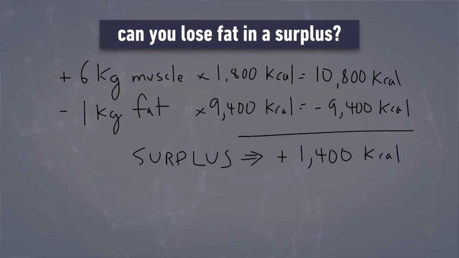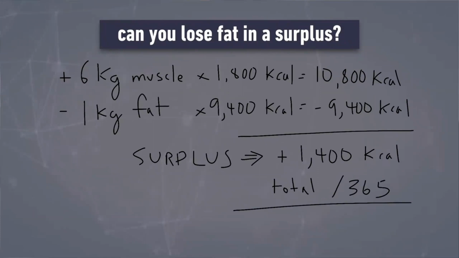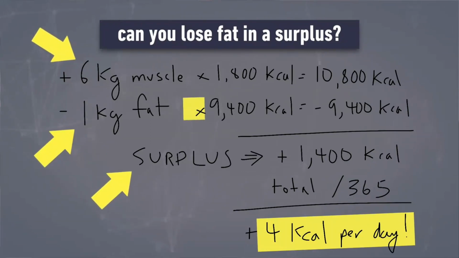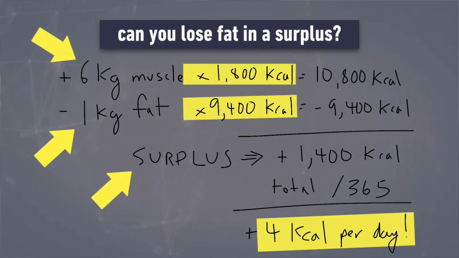Now, it's important to note that, again, that's total cumulative caloric surplus. So if the transformation happened over a year or 365 days, that'd actually only be about a 4-calorie surplus per day, which is obviously not practical at all. But I think what this ultimately proves is that it is possible to lose fat while in a caloric surplus if you build a lot of muscle very quickly because of the differences in energy densities between fat and muscle.